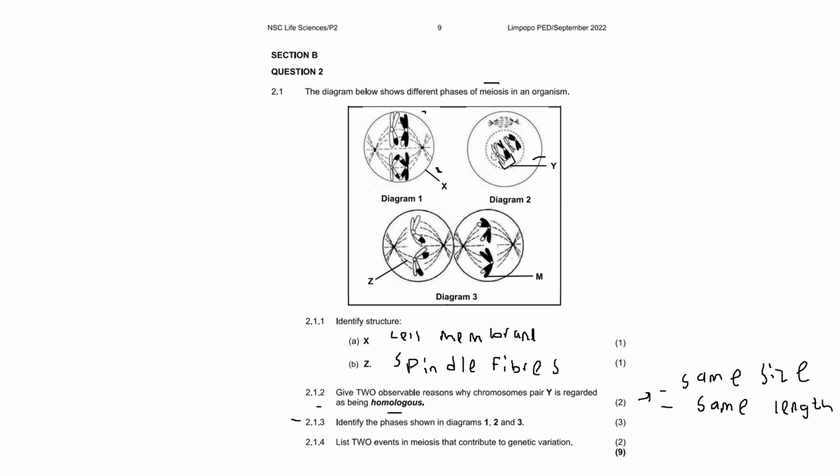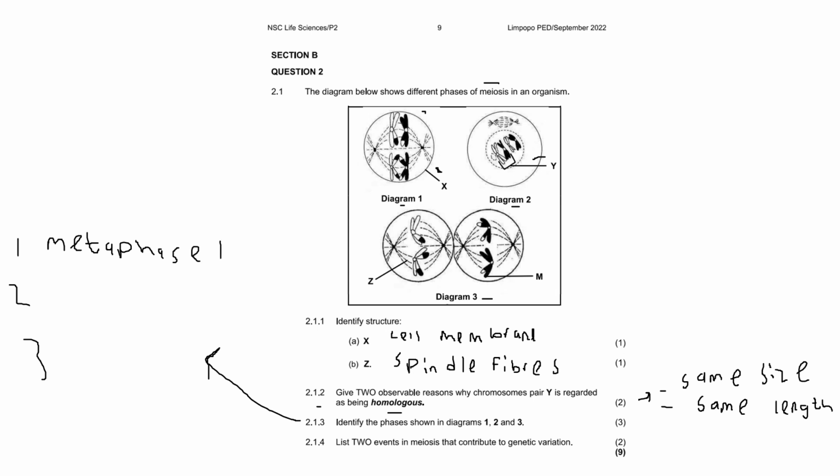2.1.3, identify the phases which are shown in diagram 1, 2, and 3. So let's look at them now. In diagram 1, they're in the equator, and the one that is in the equator is metaphase 1. Remember, during metaphase 1, they must be in the equator. So 1 will be metaphase 1.